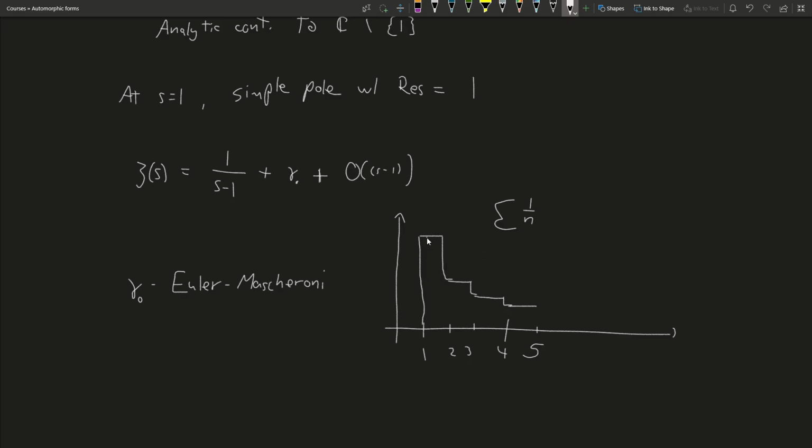Okay, so we can think about this area here. This area is the sum, and this area is approximated by the integral of 1 over x. So that integral looks like this line. And so this difference here, if you sum up these areas, they sum to the Euler-Mascheroni constant.